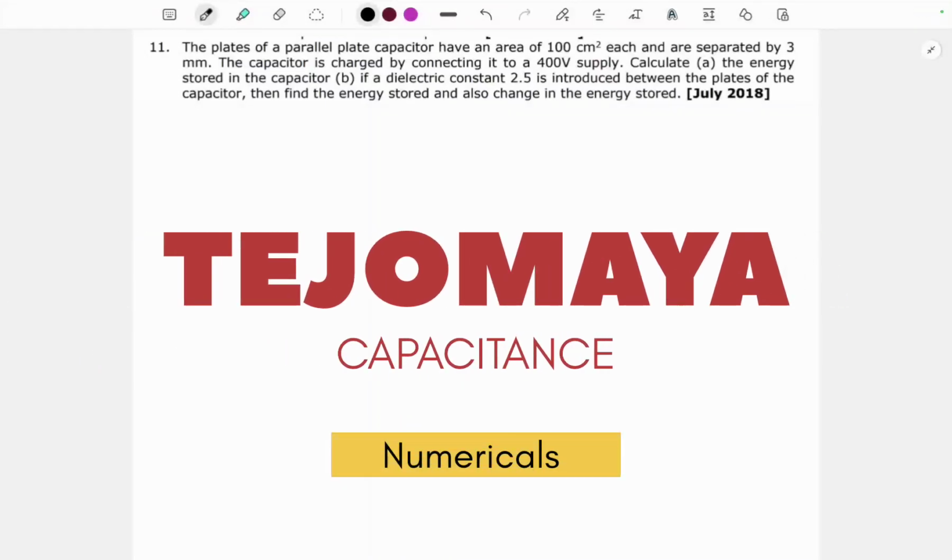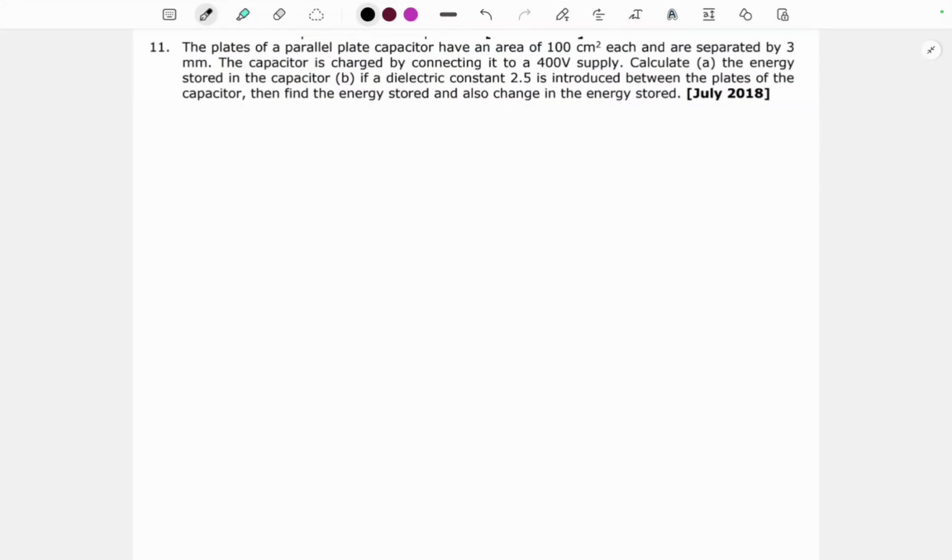I have already made two videos on solving the numericals on the chapter Electric Potential and Capacitance. Especially I have solved the numericals on capacitance in the last two previous videos. In this video I'm going to solve two more numericals which appeared in previous year question papers.